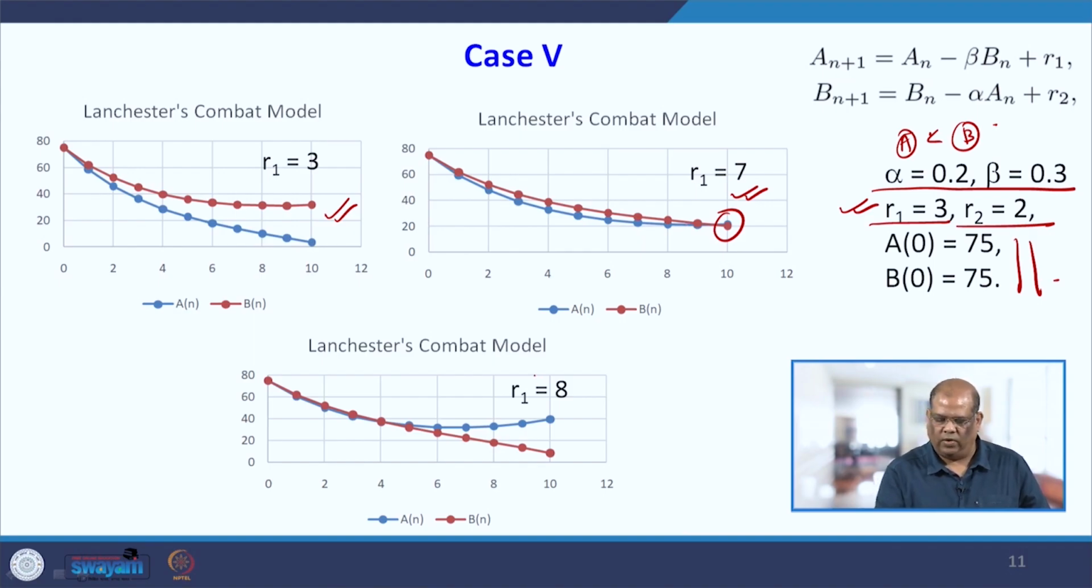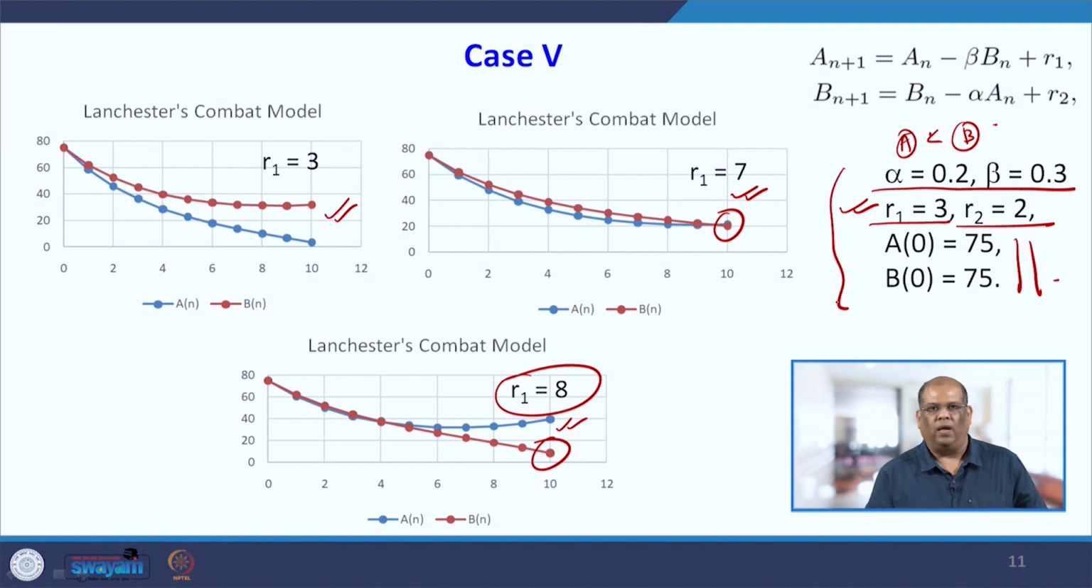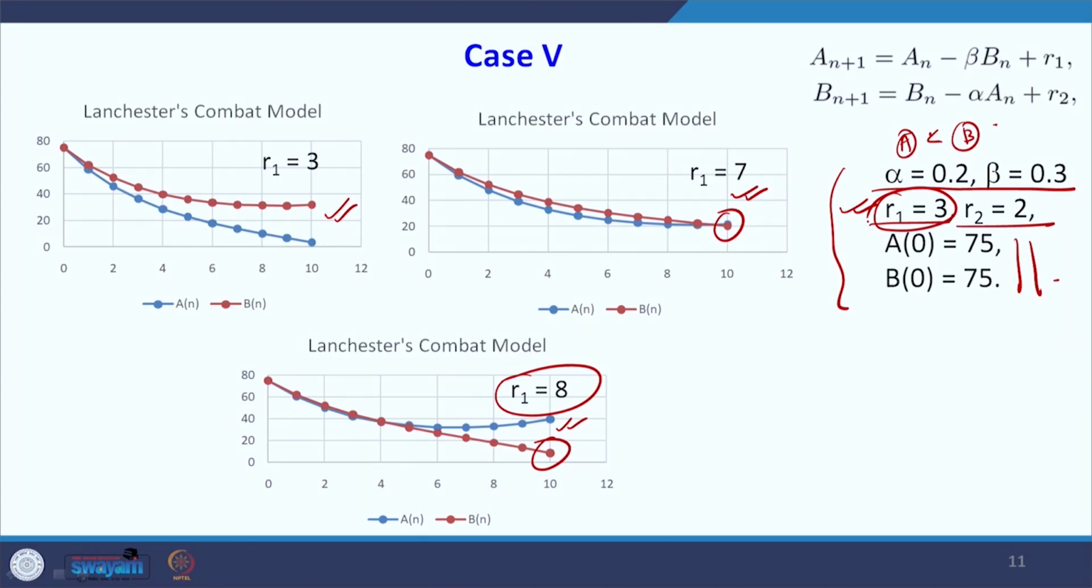However, when the reinforcement becomes 8, in that particular case you see that team A wins and team B is going to lose. So, if this is the scenario, team A will try to give more reinforcement to its team, and for team B, their strategy is to restrict the reinforcement from team A. So, this covers many of the scenarios of this particular combat model. You can play with this model with various values of the parameters and come to your own conclusion.